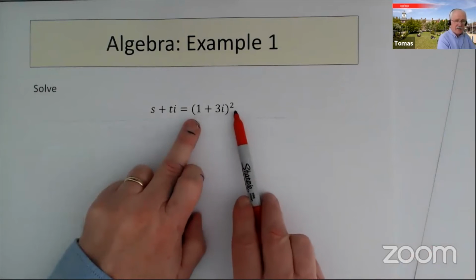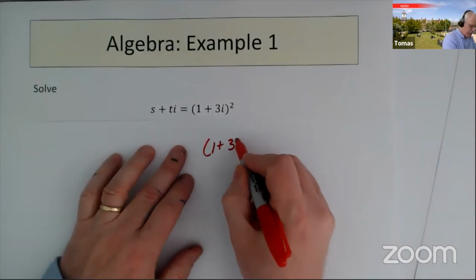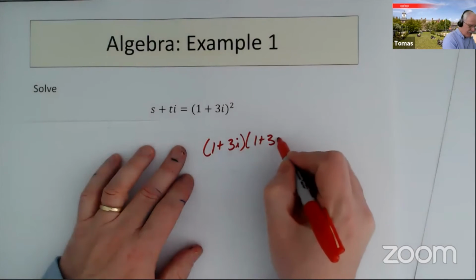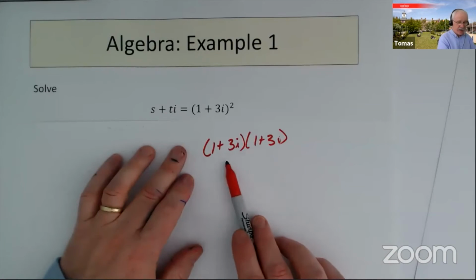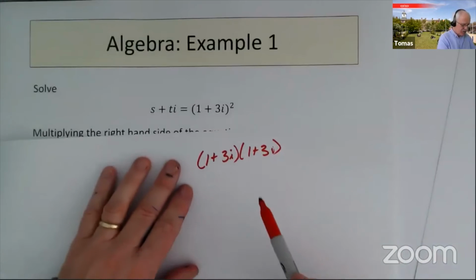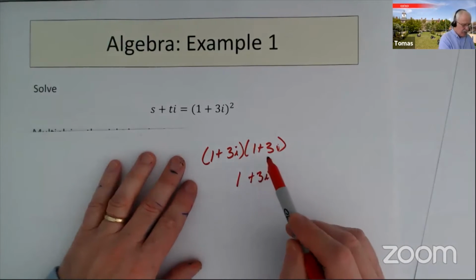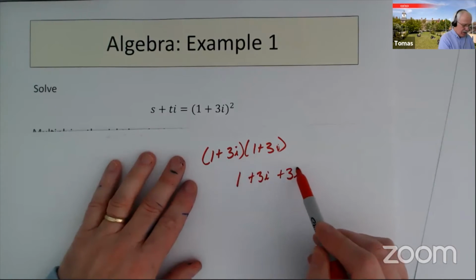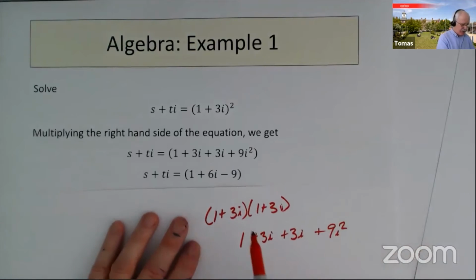1 plus 3i squared, I think we could simplify. 1 plus 3i by 1 plus 3i. And that's multiplication of complex numbers. I know how to do that. So let's just work it out. 1 by 1 is 1. 1 by 3i is 3i. 3i the other way back. And 3i by 3i is 9i squared. The i squared becomes minus 1.